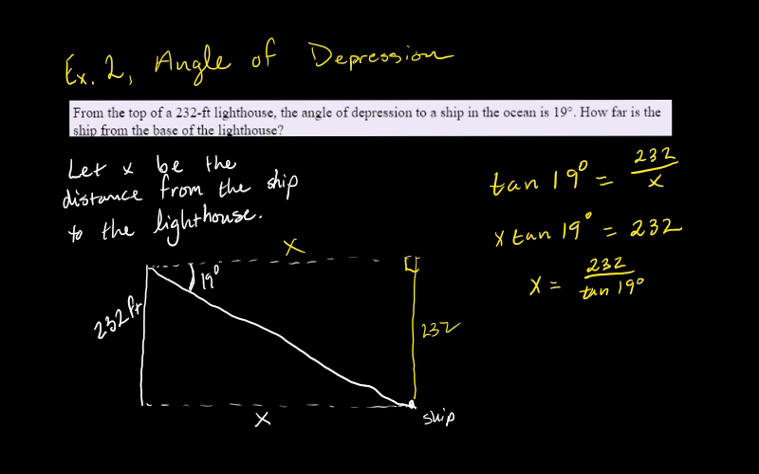All right. I plugged that into my calculator, and I got that x would equal approximately 673.78 feet. So roughly 674 feet away from the ship. That's where the lighthouse is. Okay, and so that's angle of depression, angle of elevation.